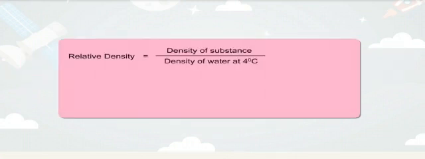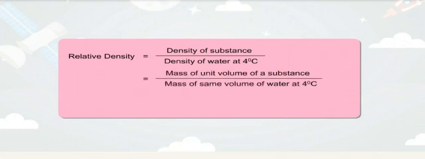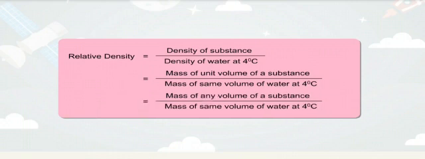The formula for the relative density is equal to the density of the substance upon the density of the water at 4 degrees Celsius. If we take the same volume of the substance and the water, the formula becomes mass of the substance upon mass of the same volume of water at 4 degrees Celsius. Why at 4 degrees Celsius? Because water starts showing anomalous behavior below 4 degrees Celsius. Why are we using water?